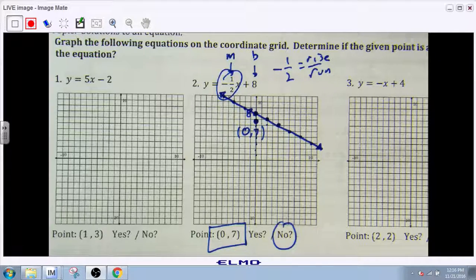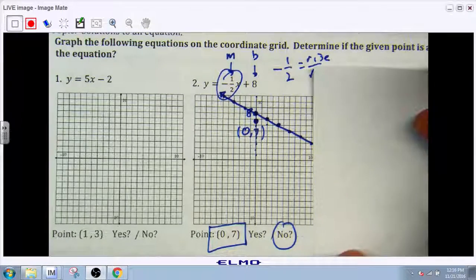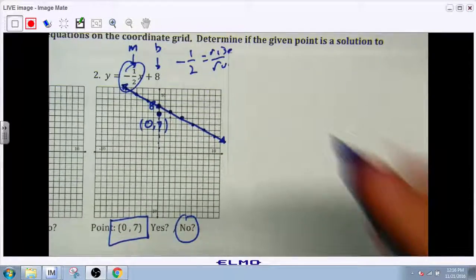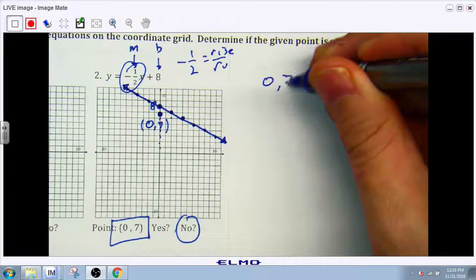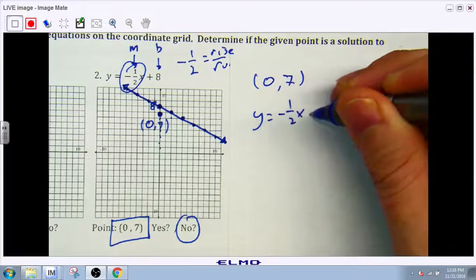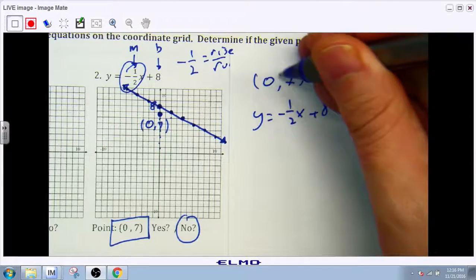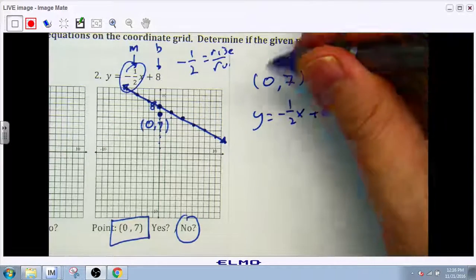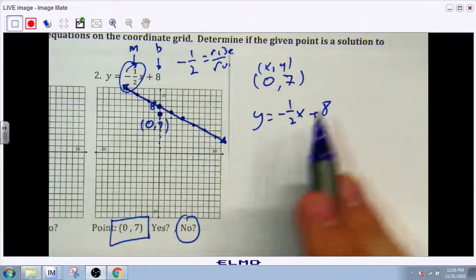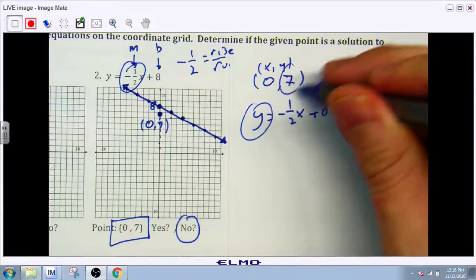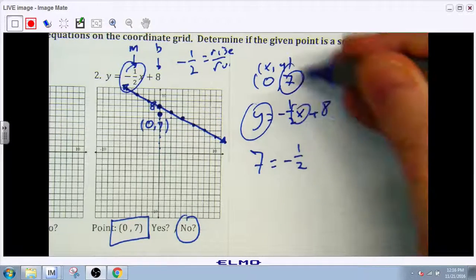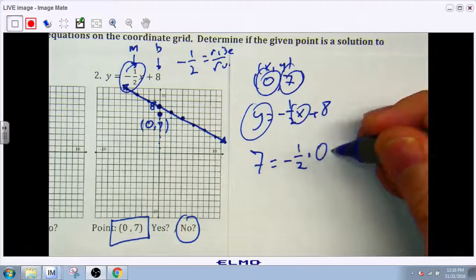Another way we could have done this is we could have done it algebraically. So I'm going to slide this over just a bit. If I'm checking the point 0, 7 in y equals negative 1/2 x plus 8, remember, this is a coordinate, so this is x comma y. So I can just plug these numbers in for their corresponding variables. So this y would become 7. So I would say 7 equals negative 1/2, and this x would become 0, times 0 plus 8.